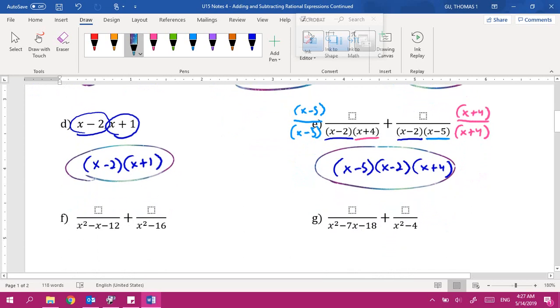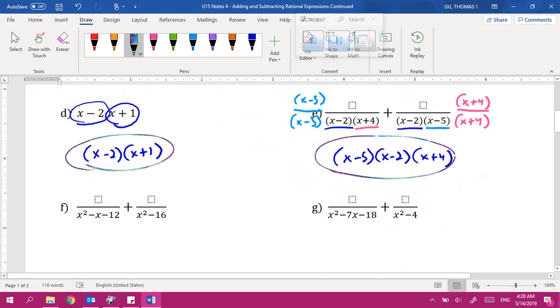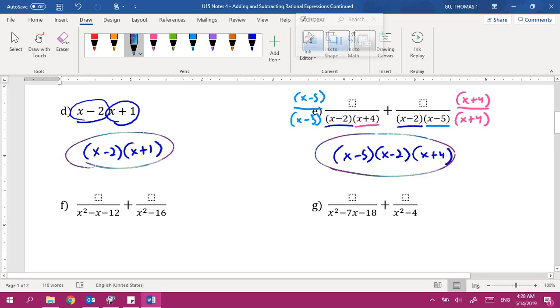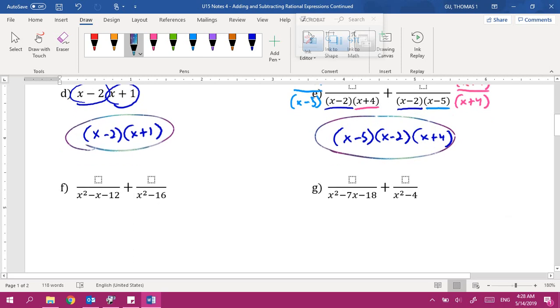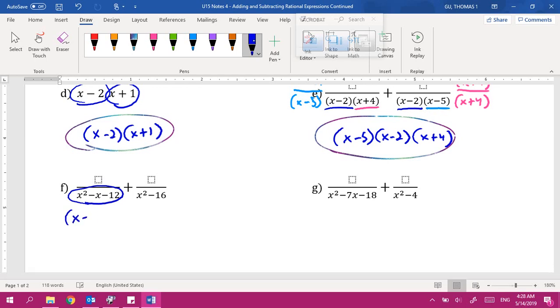Alright, so moving on to the next one. Now look at these ones. These ones are a little different because they're not broken down into factors for you. So when you have something like this, the first thing you've got to do is factor it out. Use the Xbox method or use difference of squares. So if I factor this x squared minus x minus 12 out, it's going to be x minus 4 times x plus 3. And then if I factor out x squared minus 16, what's this going to be? It's a difference of squares. It's going to be x plus 4 times x minus 4.